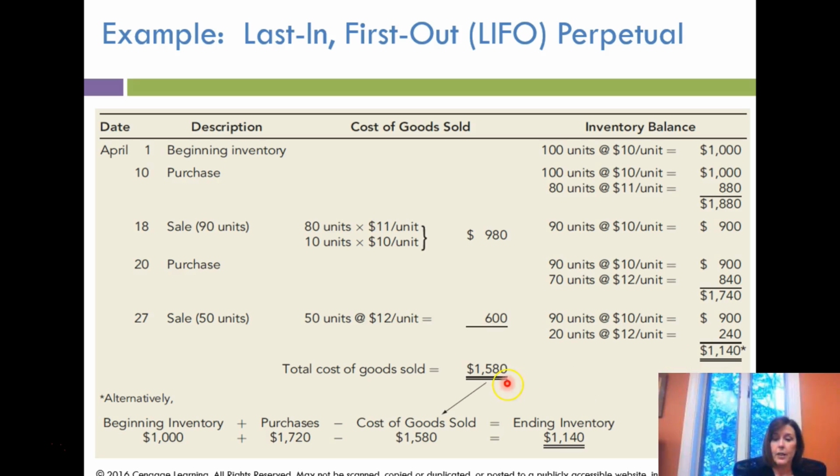$1,140, which is obviously going to change our cost of goods sold, because we've got our total available that we could have sold, which again is the same regardless of the method we use. We subtract the cost of goods sold, and we come up with our ending inventory of $1,140.